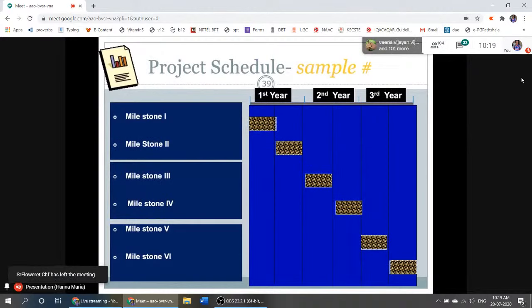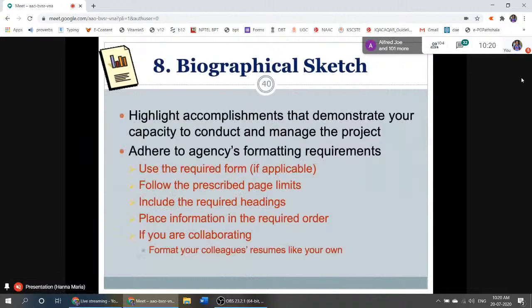Look at the milestones I have mentioned. If it's a three-year program, most of the projects I am running now with the DST, DBT, or KSCSTE, or Department of Electronics, they are all mostly three-year projects. Milestone number one, milestone number two, three, four, you have to show like this. First year, second year, third year. Next one, please.